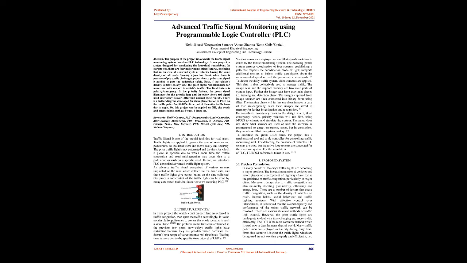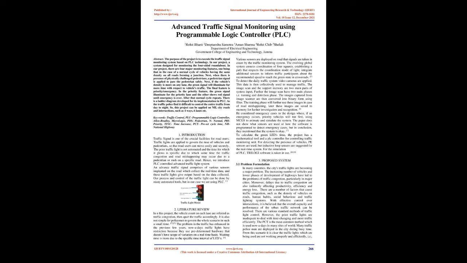In our project, there are four major monitoring features. One being that in the case of a normal cycle, vehicles have the same density on all roads forming a junction. Next, when there is presence of physically challenged pedestrians, a pedestrian signal is applied to pass the pedestrian safely. Next, if the vehicle density is more on any lane, the green signal will illuminate for more time with respect to vehicle traffic. The final feature is priority/emergency.